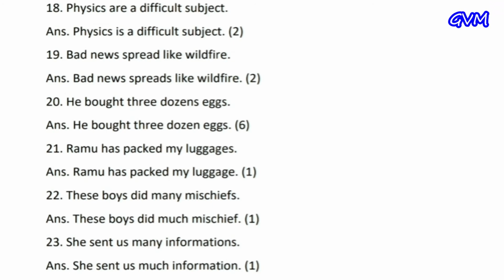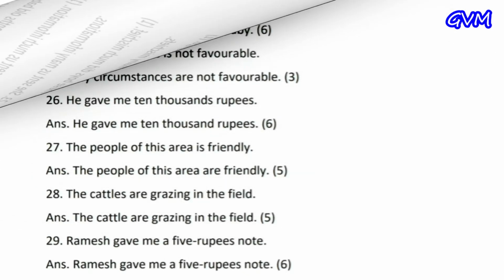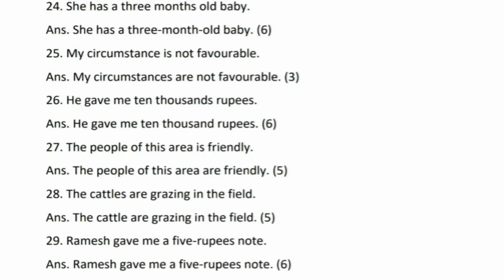And the answer is, she sent us much information. In this statement, we use rule number 1. She has a 3-month-old baby. And the correct answer is, she has a 3-month-old baby. We use rule number 6.